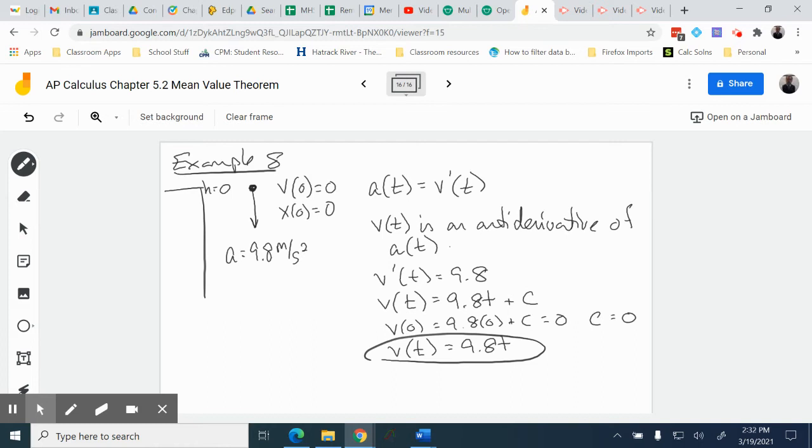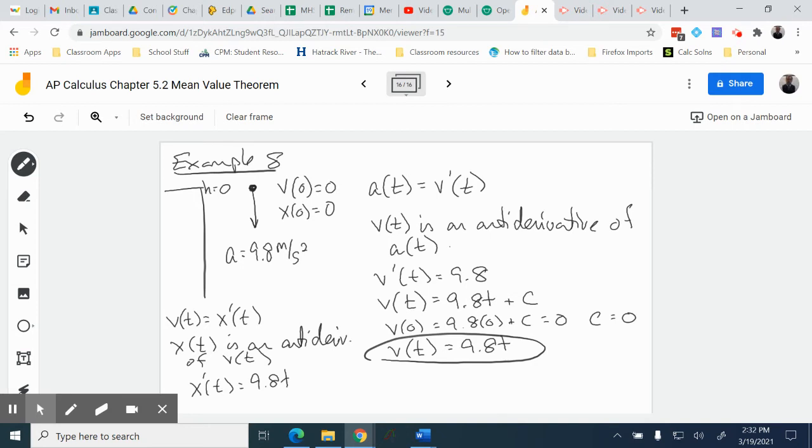Now, let's go look at position. We know that v of t is equal to the derivative of position, but this means that x is an antiderivative of v. So again, we can say that x of t is equal to, well, let's back up a step. X prime is equal to 9.8t. And now we got to be a little bit careful.